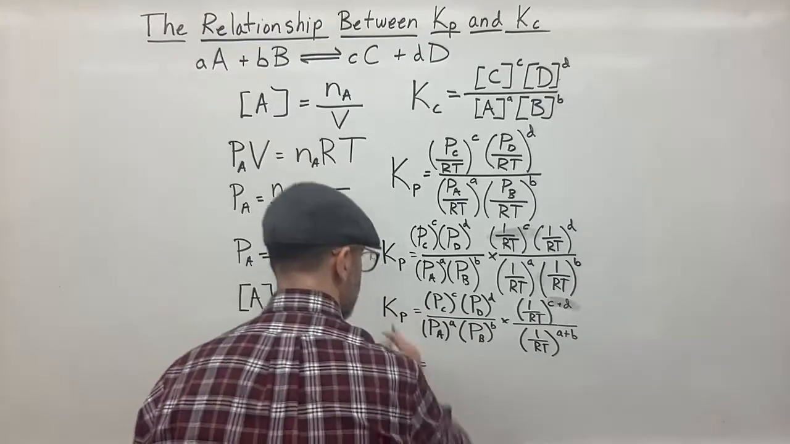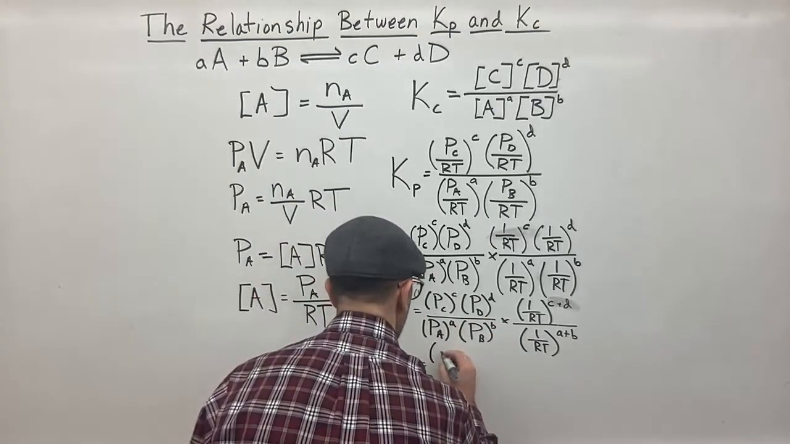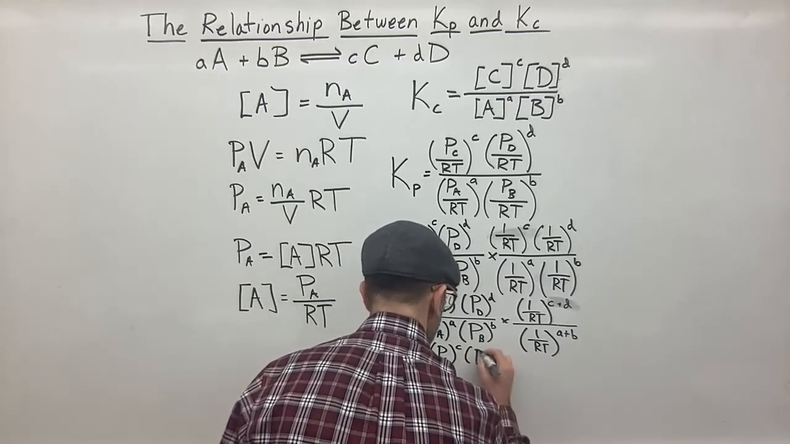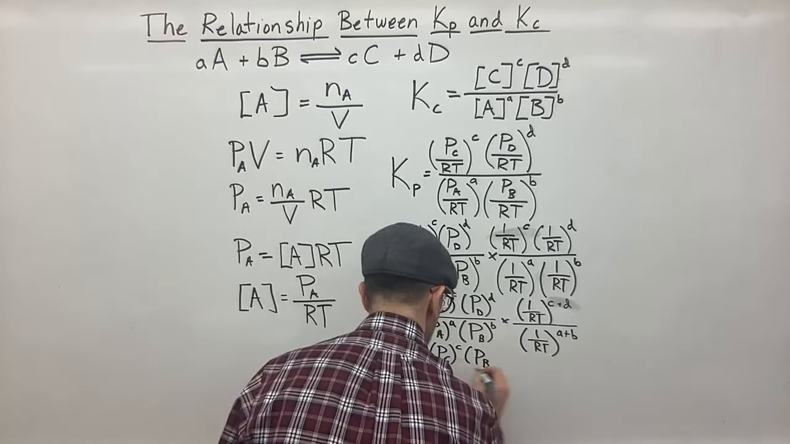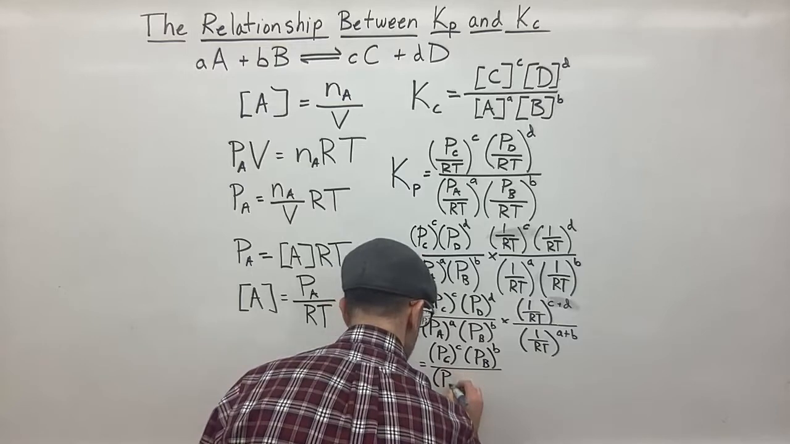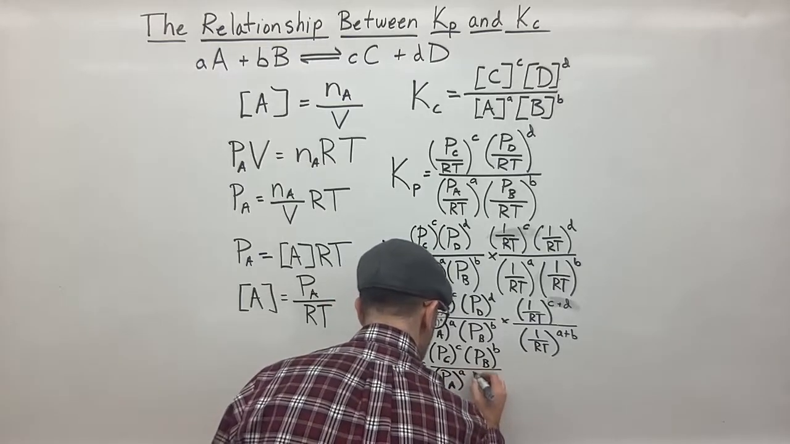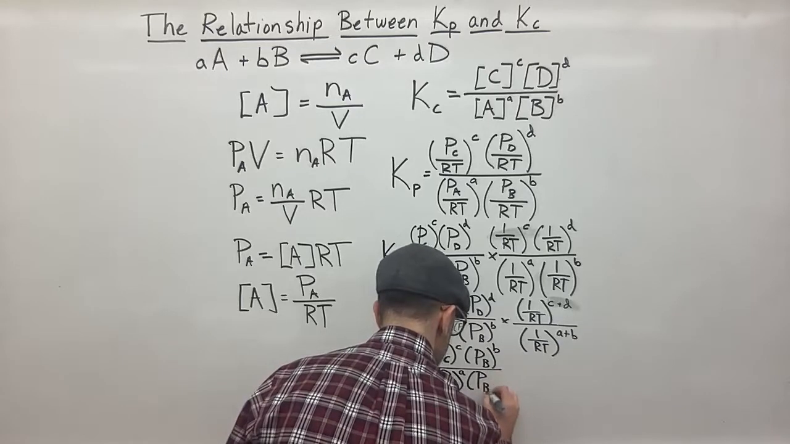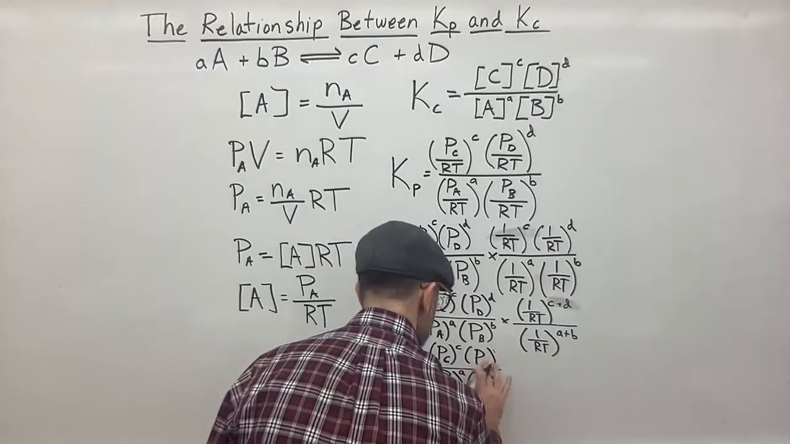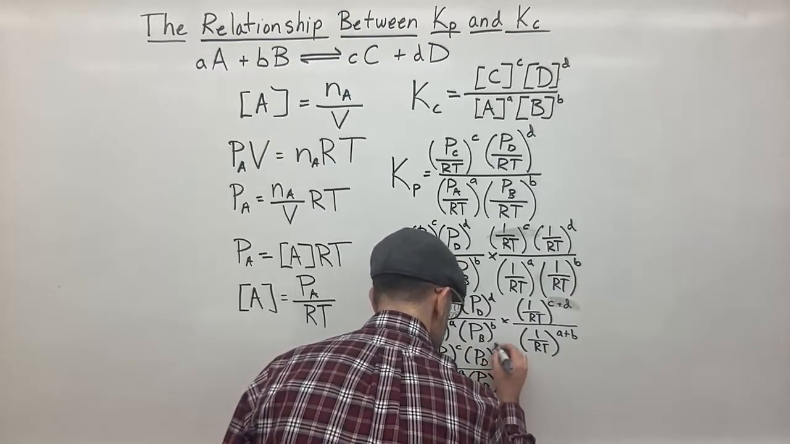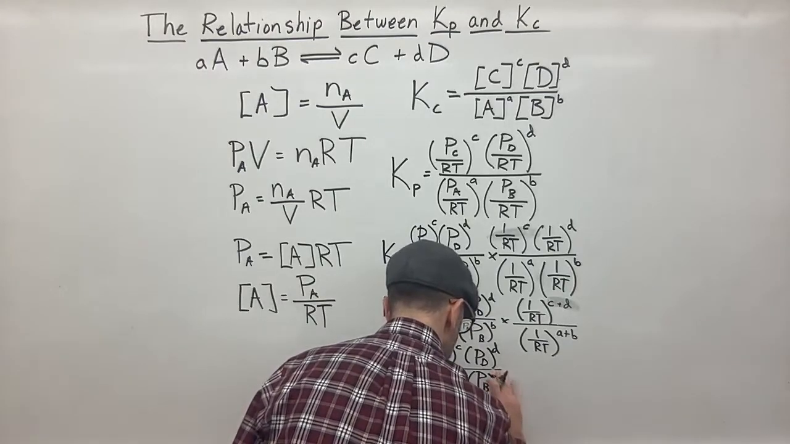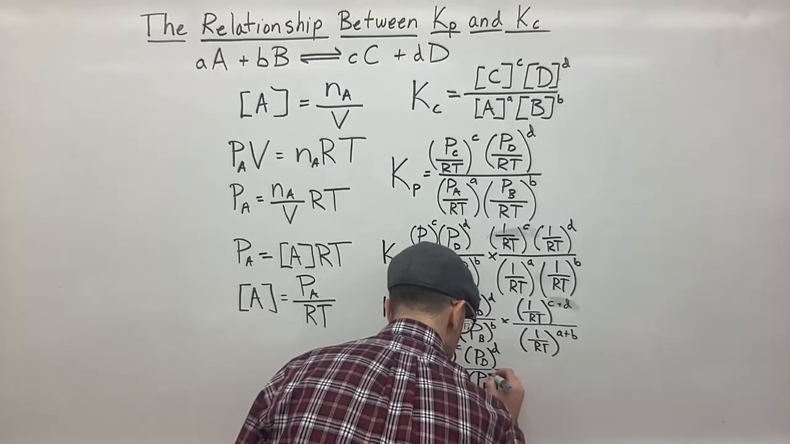Kp is equal to, and again, this is the same. So we've got the partial pressure of C to the C power multiplied by the partial pressure of D to the D power, over the partial pressure of A to the little a power times the partial pressure of B to the little b power. Oops, that should be a D. This should be a D. And I keep making this mistake.